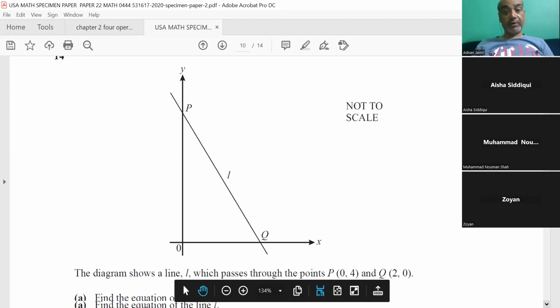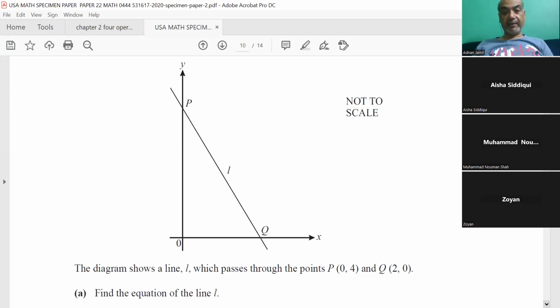This is a good question. PQ is given, find the equation of the line. Can you all do this question? You have 60 seconds. You just have to get me the equation of the line. For some of the students, it may look simple, but do it. We are getting answers. y equals minus 2x plus 4. Shabash, very good. That's, I think, correct.